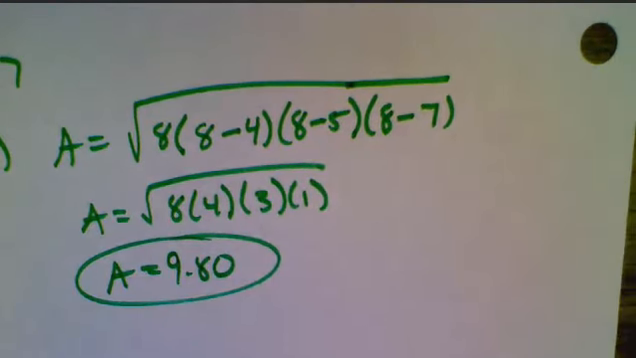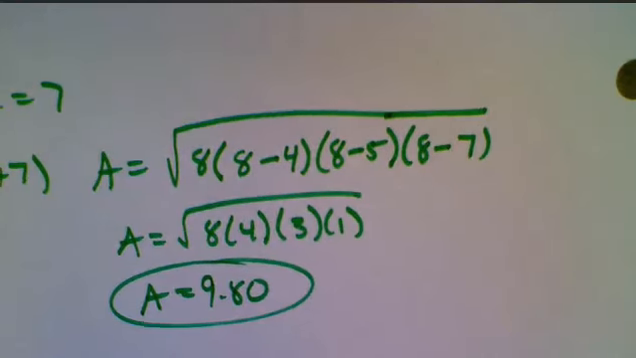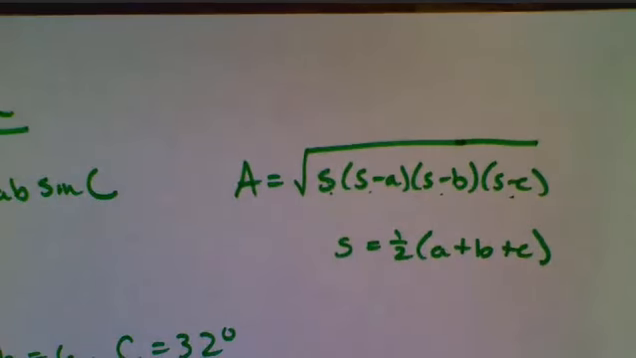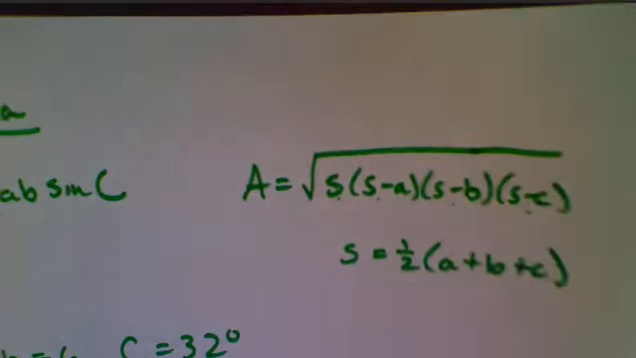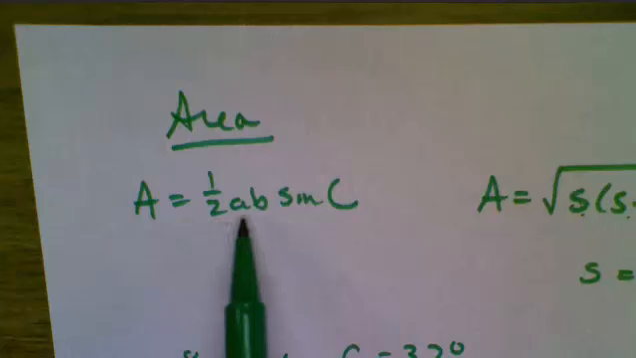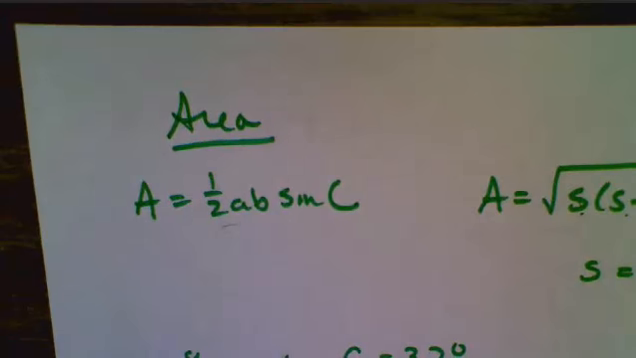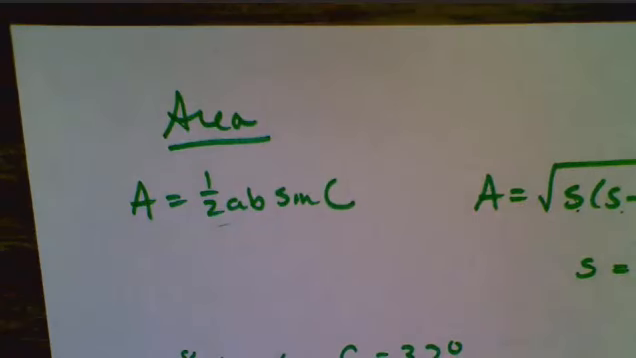So the area is pretty straightforward. You just have those two formulas you have to worry about. If you are given three sides, that's the formula you're going to use. And if you are given two sides and the included angle, you use the other. These all are for non-right triangles. And again, if you want to look at the proofs, they are either in our book or you could Google them.